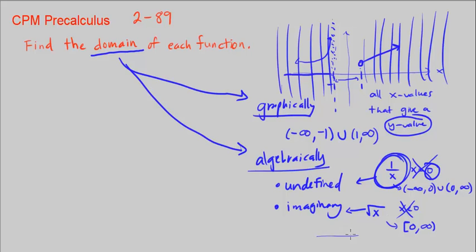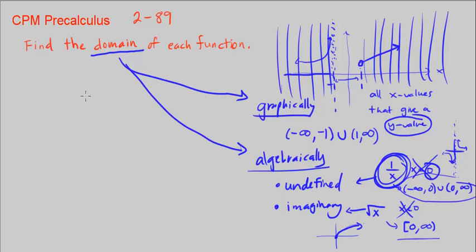And if you look at these graphs, square root of x looks like this, and so you can see the domain starts at 0 and goes to the right. 1 over x is going to look like this, with an asymptote here vertically at x equals 0, and that's our domain.